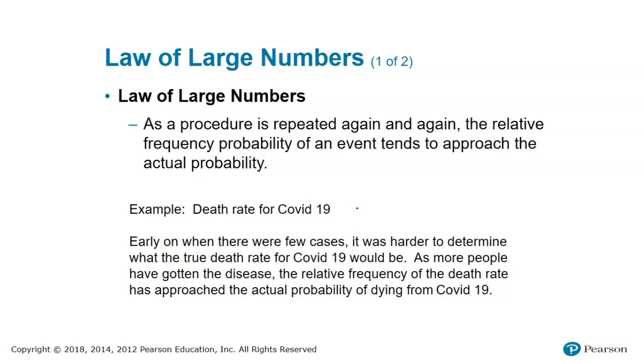But through this law of large numbers, as the amount of people getting sick with COVID-19 grew and we started looking at the death rate for those people, we've been able to better establish what the actual death rate is for the COVID-19 virus. As we repeat the procedure over and over again, of people continuing to get sick with it, we can look at that and see kind of what it's going to approach. And as it approaches that, that's approaching the actual probability or the actual death rate for COVID-19.